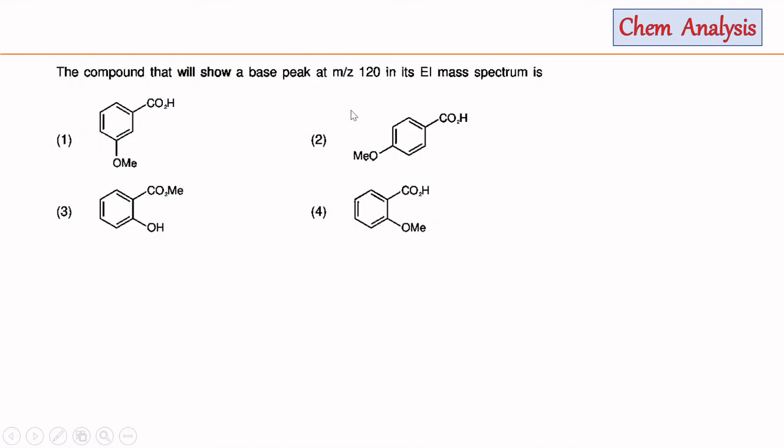This question I have also discussed in my previous video on mass spectrometry. I will give the link in the description box. You can see the detailed solution for this question. You have to tell about the compound that will show a base peak at m/z equal to 120 in the EI mass spectrum, and the answer for this question will be this one, option number 3. For the detailed solution you can watch my previous video; in the description box you will find the link.